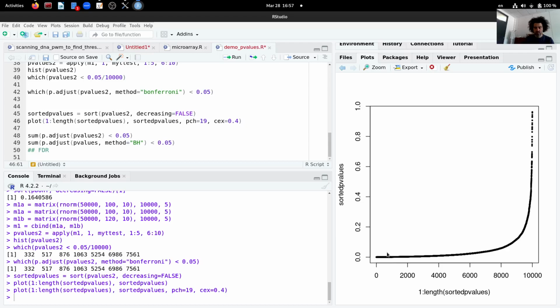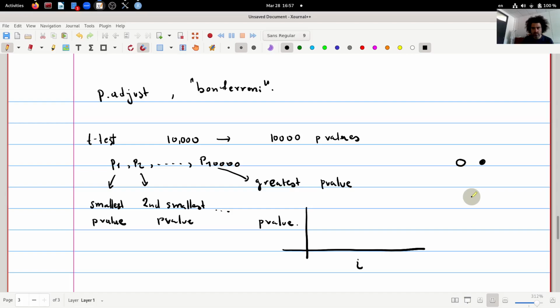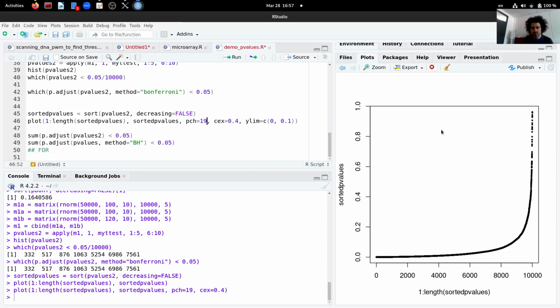And so what I have done in R is that I have used the point 19. Point 19 means that the point here is a circle, but it's filled. So it's not a round circle like that as a point, but it's a circle like that. And I have made the original size of this circle much smaller, so 40% smaller. And then as a y-axis here, I use a smaller axis from 0 to 0.1.